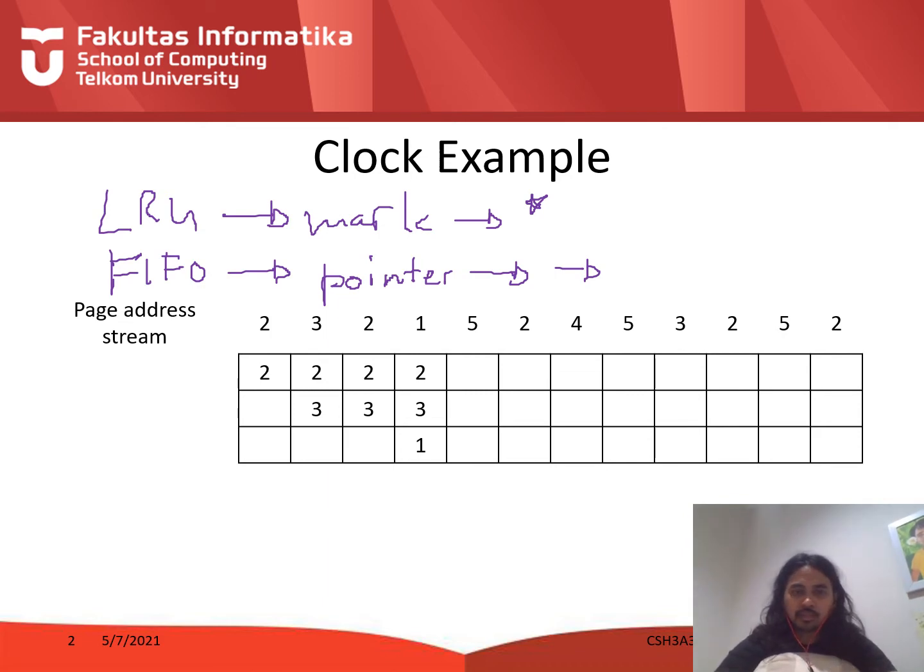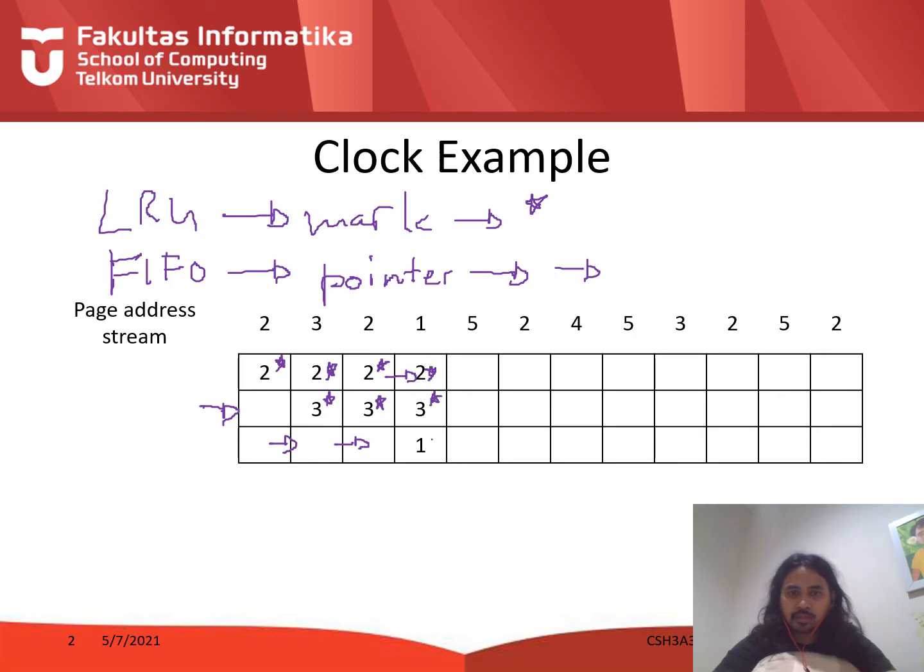The pointer always points to the next one after the new page. So the new page is here, the pointer will point next to the new page, and every time a new page comes in, it is marked as used. So here again, 3 comes in, so the pointer goes next and it is marked as used. And here there are no changes because 2 is already inside. And now because it is rotational, the pointer comes to the top and all of them are marked as used.